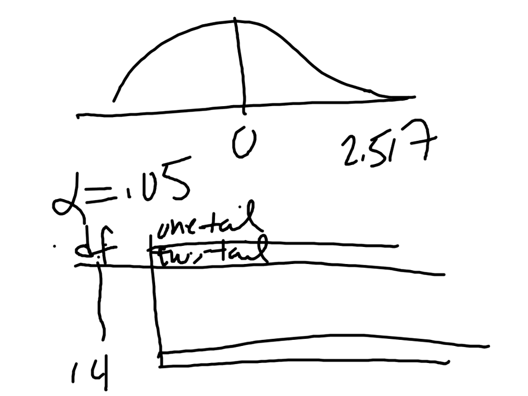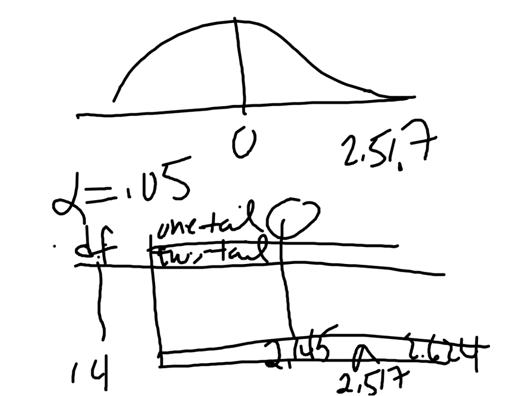For degrees of freedom 14, it would fall between 2.145, and I know my drawing isn't that good but it's close enough to give us some help, and 2.624. Clearly, 2.517 falls between those values. So remember what we do then. For a one-tailed test, we'll go straight up and find the values associated, in other words, the endpoints of our interval here.